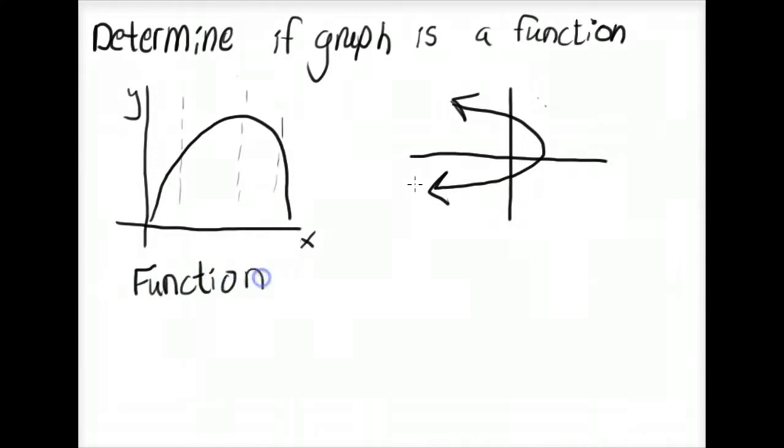Now for this graph, if we do the vertical line test, at any point in the graph, at any vertical line, it's going to go through more than one point. So that says for every value of x, there's more than one value of y. So this is a relation, but it is not a function.